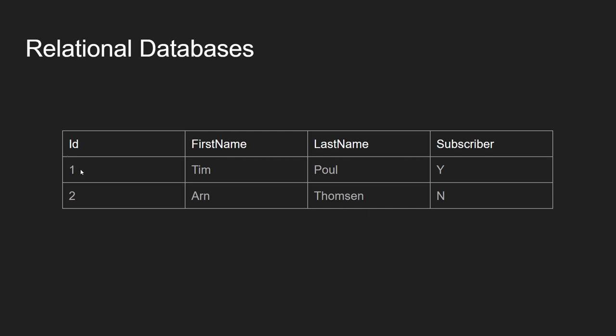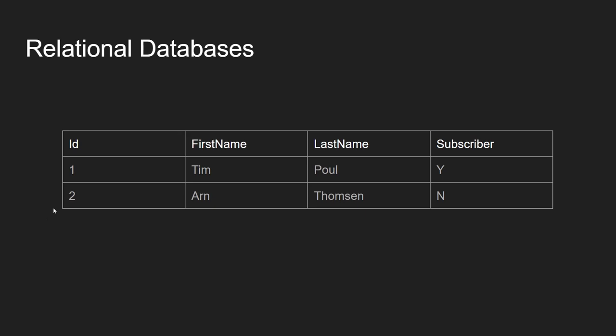So for example, the first row is our ID 1. His first name is Tim, last name Paul, and he has a Y for a subscriber, meaning a true value. Then we have a second row, which is the ID of 2. His first name is Arne, and his last name is Thompson, and he has a no, compared to the user 1 who has a yes. So these are two different rows containing information about users, and this could be users in any user-based system like Facebook or YouTube or whatever system where you log in. The company is storing data like this.